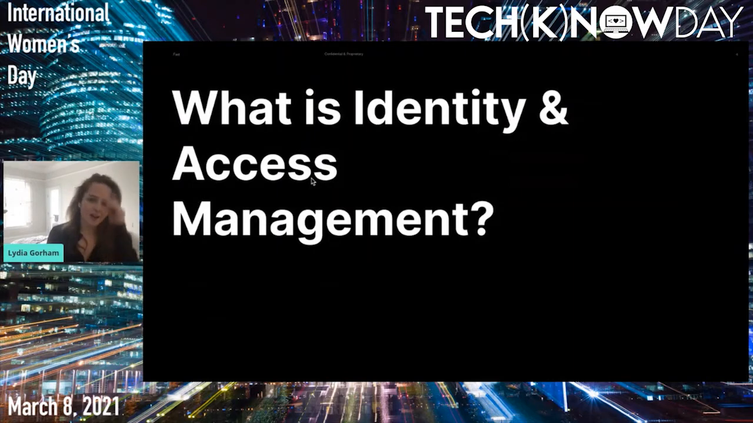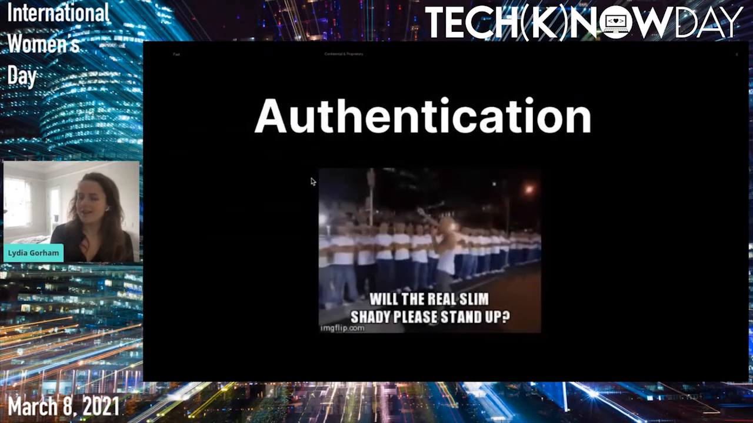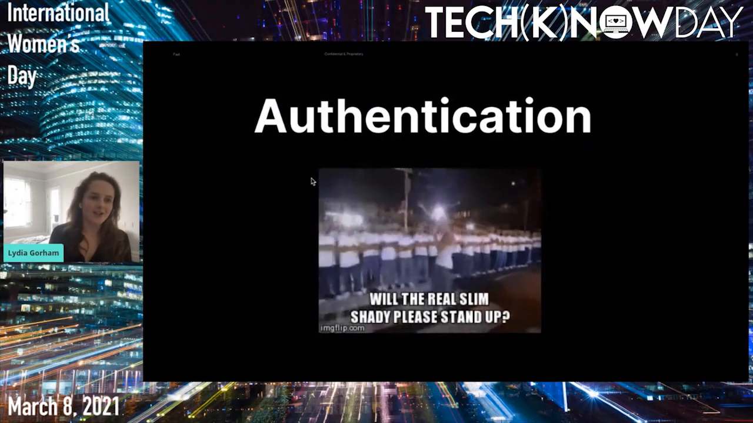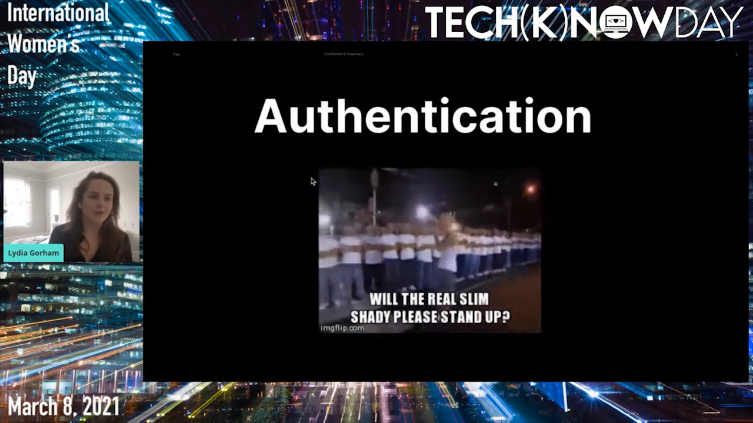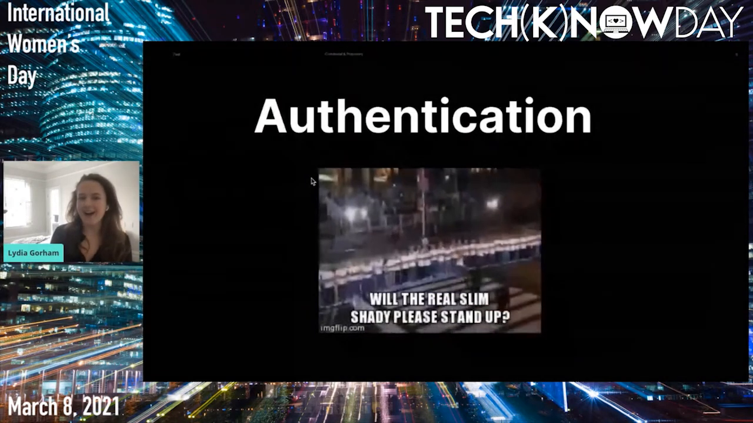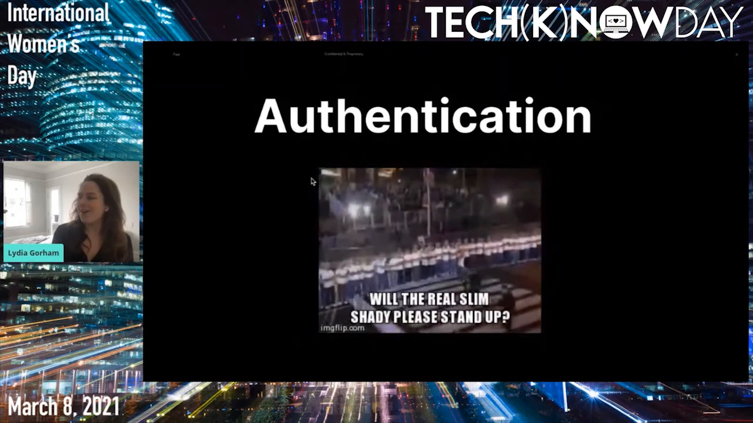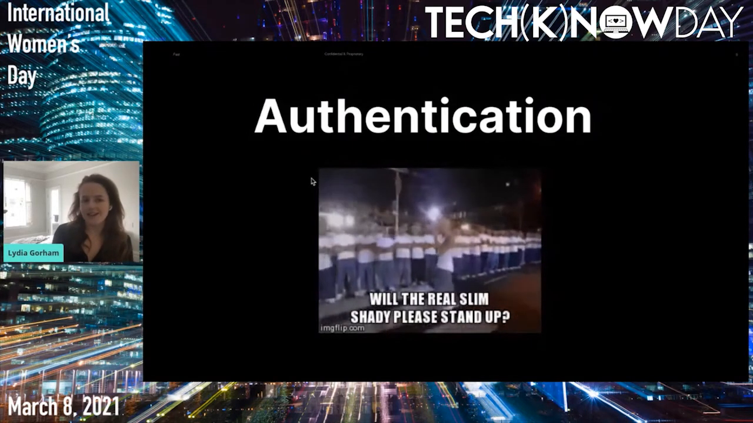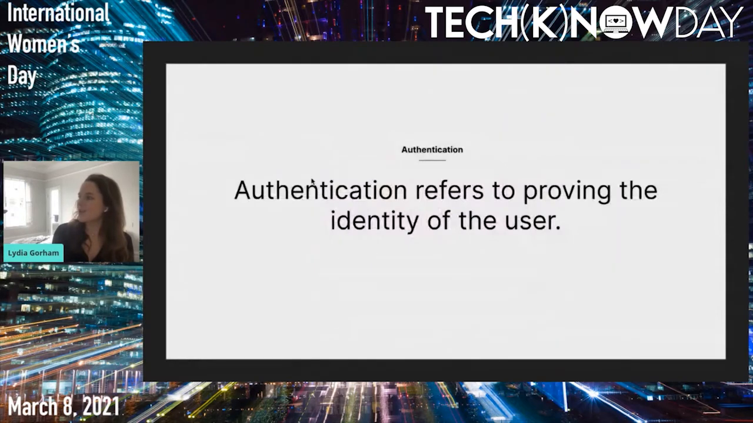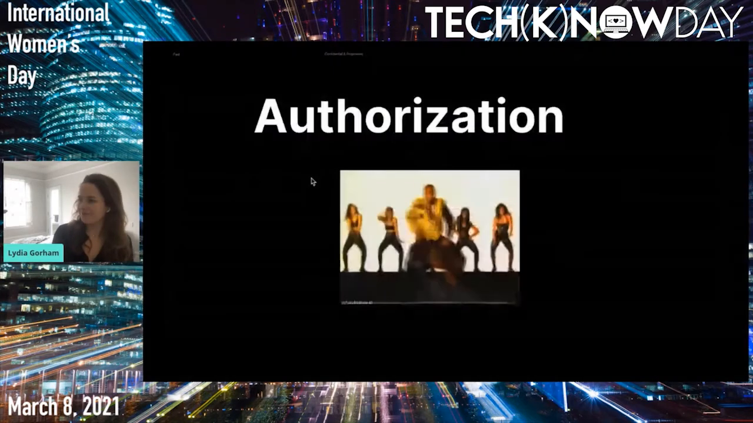So first, let's have a quick overview of what is identity and access management. In short, it's authentication and authorization, but those are annoying terms to keep track of. So authentication is the core of identity. And this is kind of proving the identity of the user. They are who they say they are, and they are someone you understand in your system.